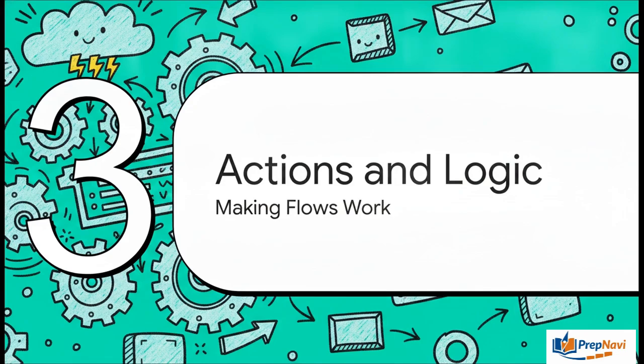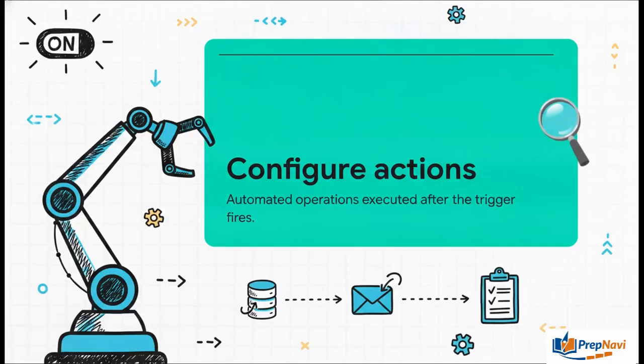All right, Section 3, the engine. This is actions and logic, where we make the flow do the actual work. If the trigger is the on switch we just talked about, then configuring cloud flow actions is really about building the robotic arms of our assembly line. An action is the specific operation or task that gets executed after the trigger fires. It's the heavy lifting, whether that's creating a new row in a database, sending out an automated email response, or updating a record somewhere. Configuring these actions correctly is exactly how your flow successfully executes the business requirements they're going to throw at you in those exam scenarios.